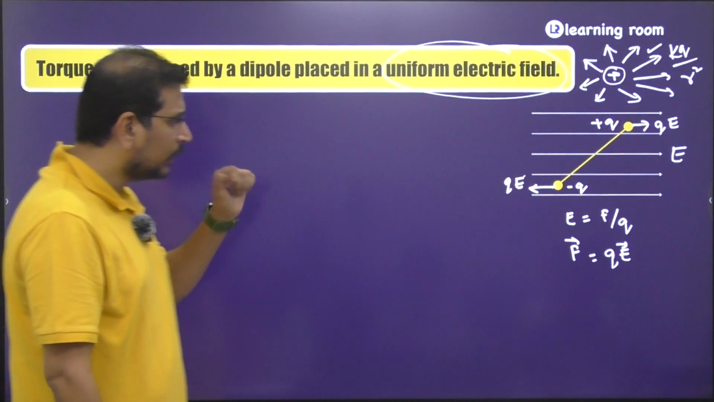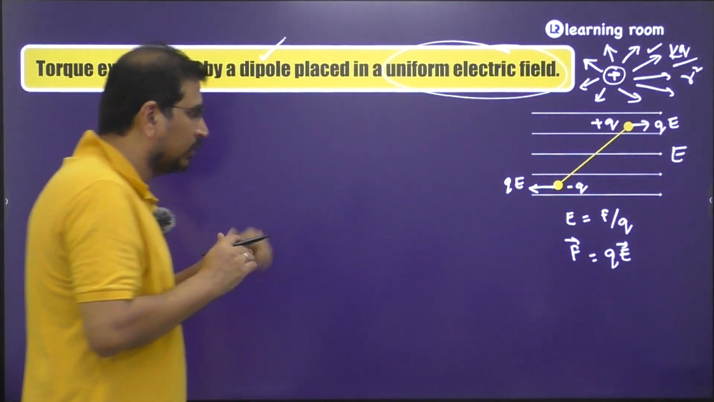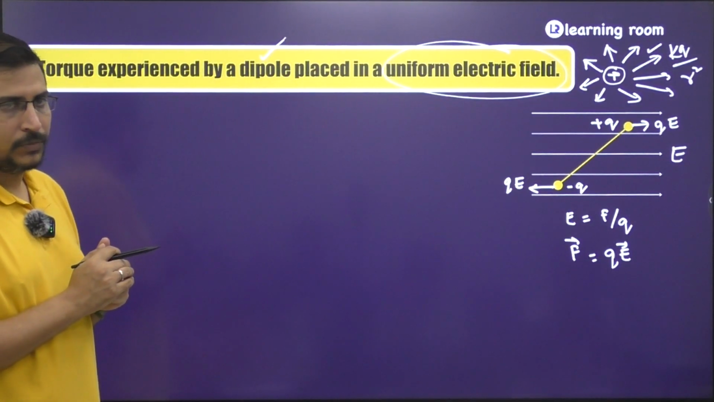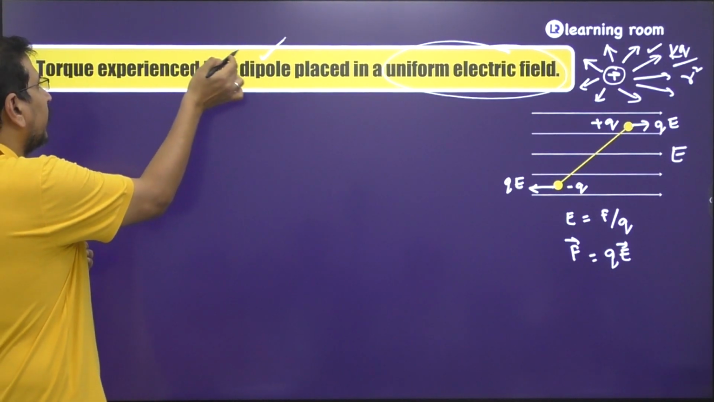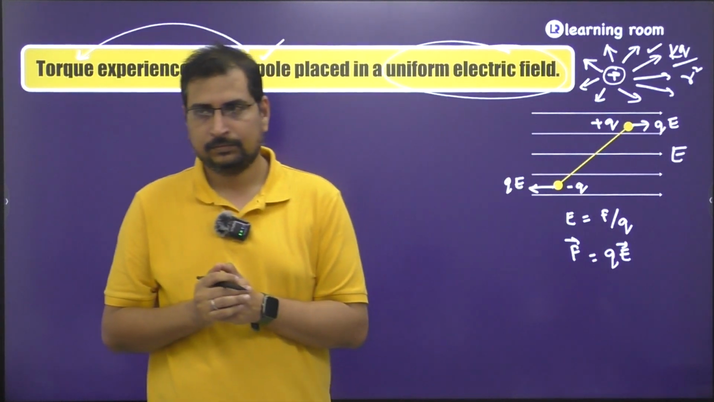There are two questions to be answered. In the uniform electric field, we know that a dipole is placed, and this is what is going to happen. But if you see the prelude, or the prefix, they are saying it is experiencing a torque.